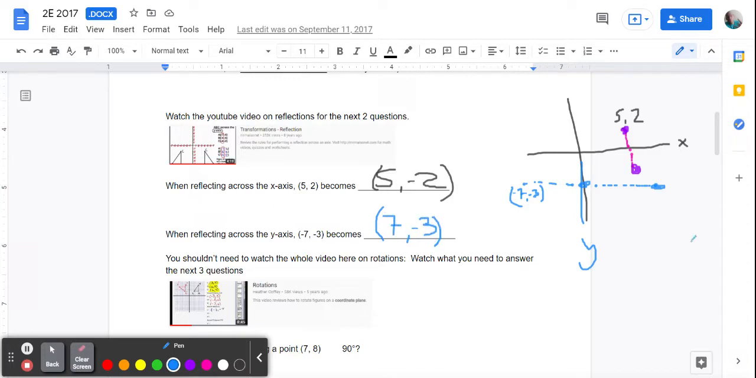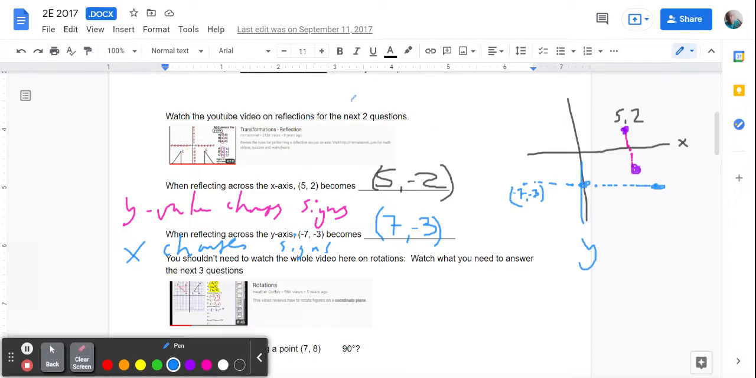So what happens, long story short, is when we reflect across the x-axis, the y value changes signs. When we reflect across the y-axis, the x value changes signs. And that's it. The x value changes signs. So that's that for reflections.